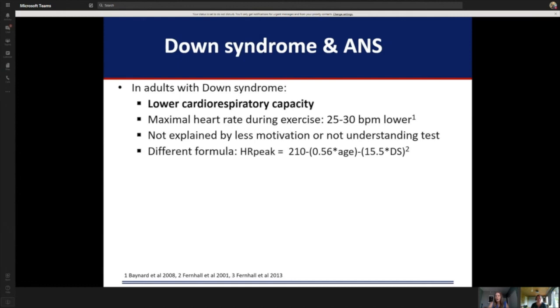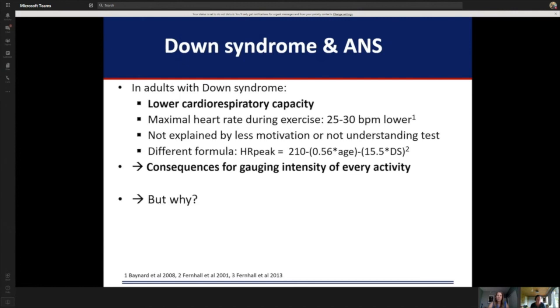high heart rates that they will never be able to achieve. So it has a lot of consequences for gauging the intensity of every activity. So for example, if you see a heart rate of 120 in someone with Down syndrome, for us that would mean we would maybe reach 120 for a reasonably nicely paced walk. But for someone with Down syndrome who maybe would only be able to go up to 160, that is actually a very intense activity. So it matters for all sorts of activities.